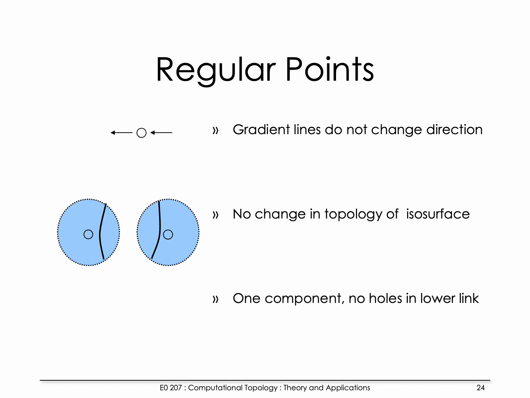So the before and after picture looks very similar except for the change in the geometry. In this case you have one component before the isosurface passes the regular point and one component afterwards. If you look at the lower link and use that to characterize, then for a regular point the lower link has one component and no holes. So Betti 0 is equal to 1, Betti 1, Betti 2 and so on are equal to 0.